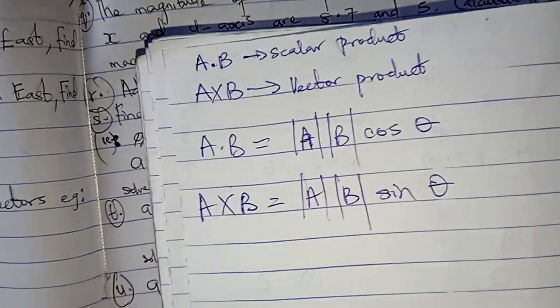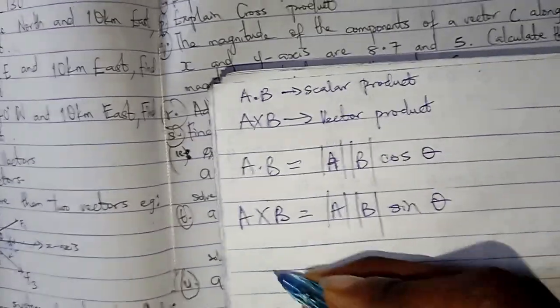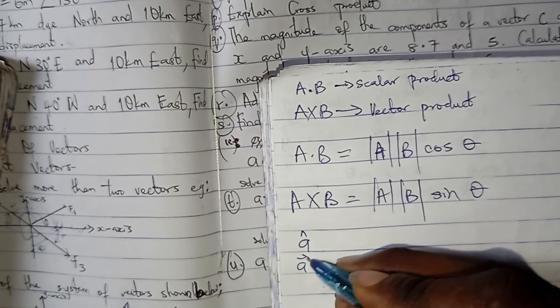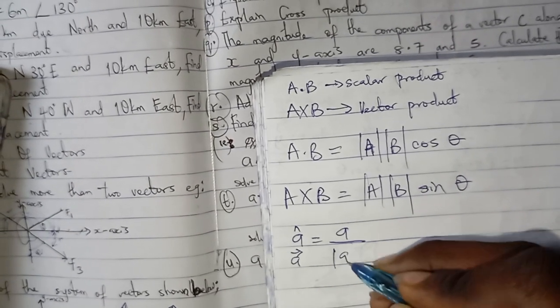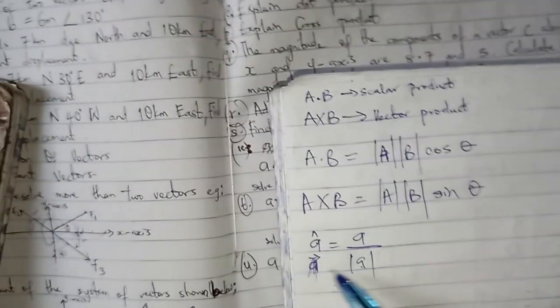So this is how we normally give it. Then you need to know that what we call a unit vector, let's say, which is represented with A caret, we normally say that is equal to the vector all over the magnitude. So this is vector A. The unit vector of A is this.